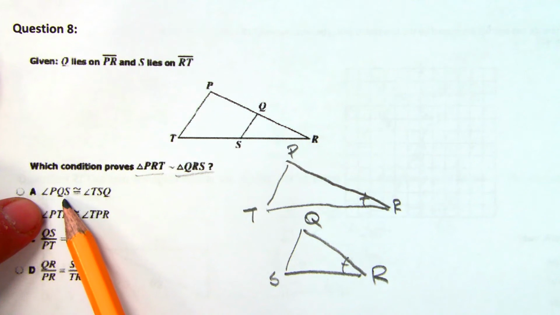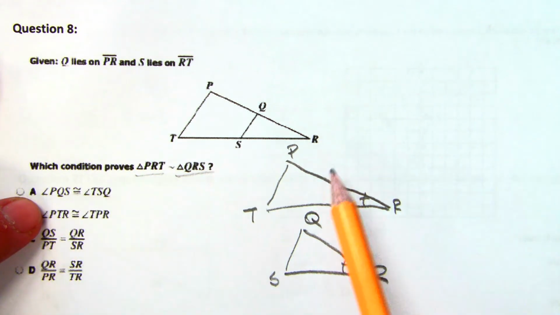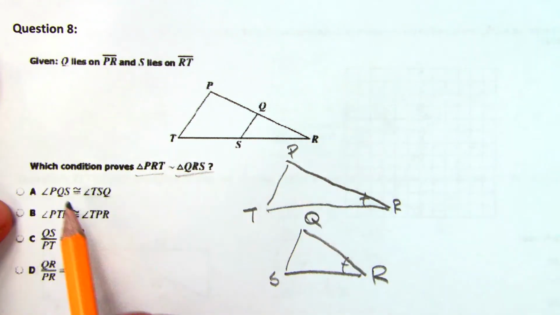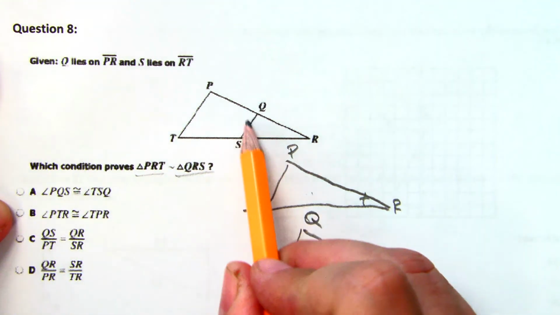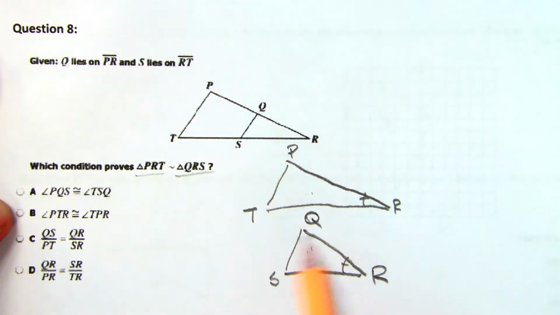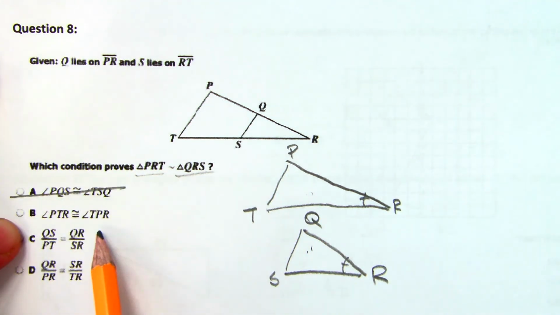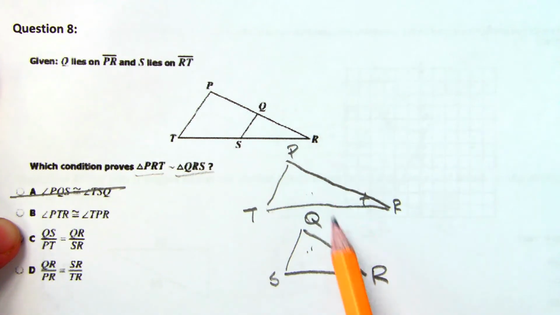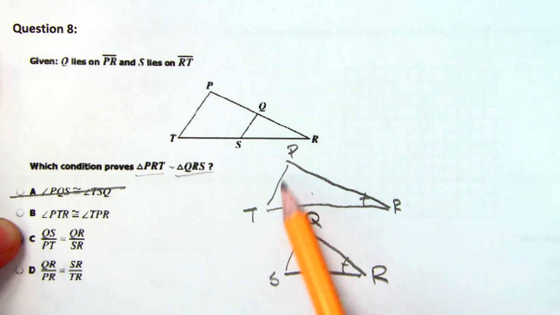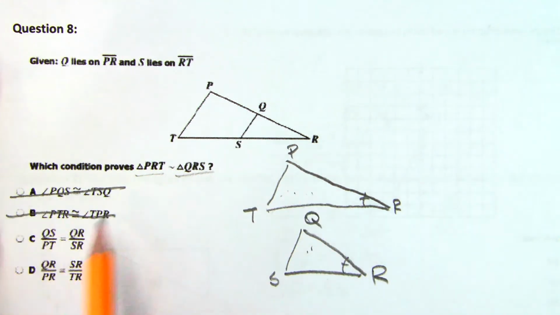First choice is PQS is congruent to TSQ. Well, that's not going to work because PQS is not an angle in either of these triangles, right? It's right here, but that's not in one of the two triangles, so that's not it. PTR is congruent to TPR. PTR, okay, that's right here, is congruent to TPR. Well, those are both in this triangle. That doesn't tell me anything about this triangle, so it's not going to tell me that the two triangles are similar.